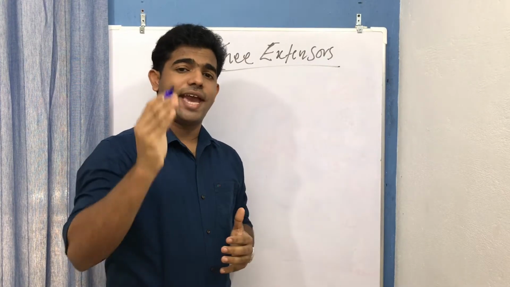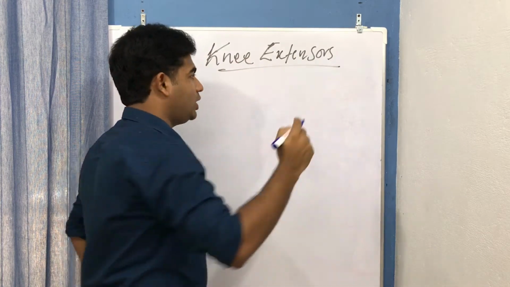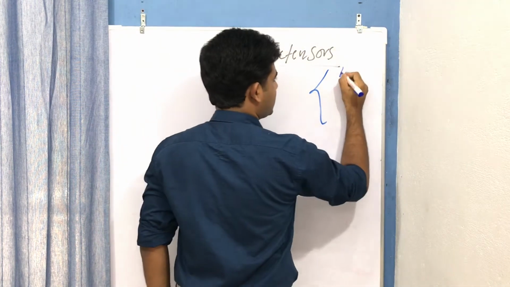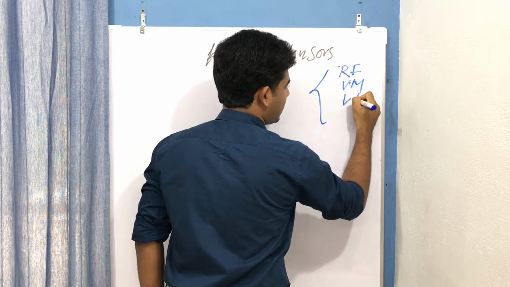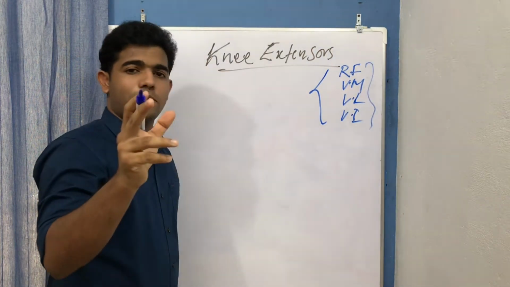Yes, the biomechanics and pathomechanics of the quadriceps muscle or the knee extensors. And you know which are the knee extensors? That's your quads. Yes, right? That is the rectus femoris, vastus medialis, vastus lateralis and vastus intermedius. The four muscles make up your knee extensors.